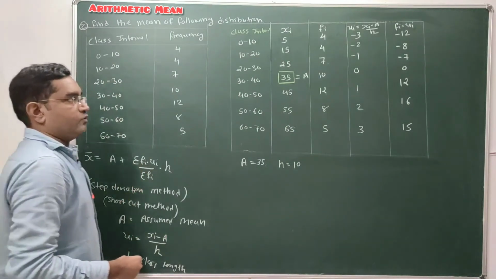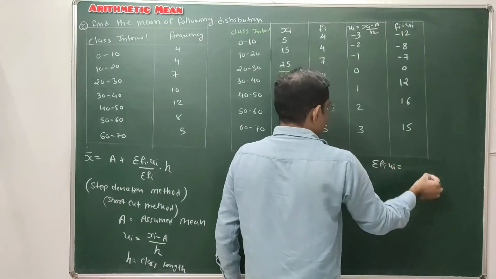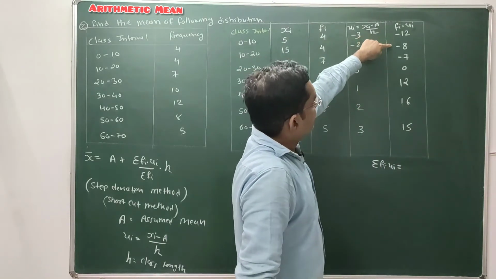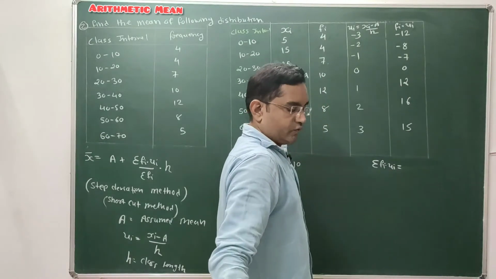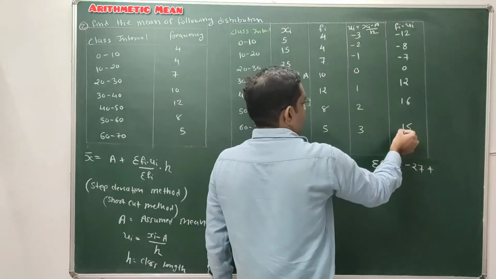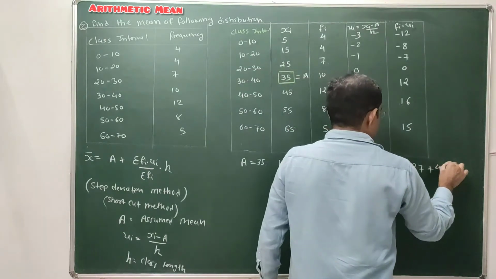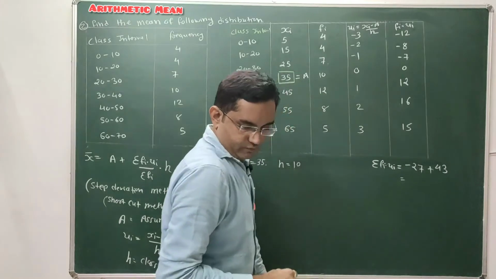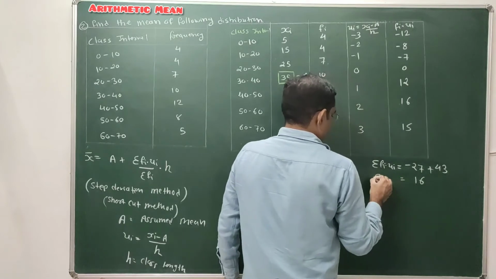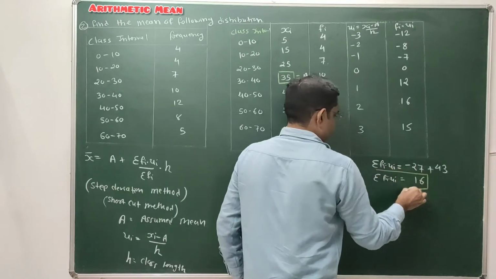We require sigma fi ui, and hence the value of sigma fi into ui is the sum of all these observations. Minus 12 minus 8 minus 20 minus 7. Minus 20 minus 7 is minus 27. Minus 27 plus this one is 31 plus 12, 43. So minus 27 plus 43 is equal to 16. So sigma fi ui is 16.